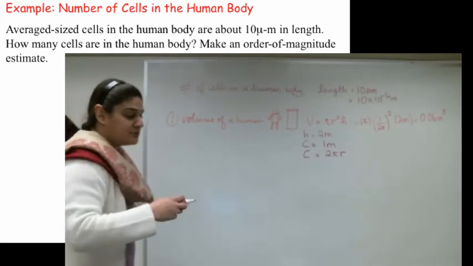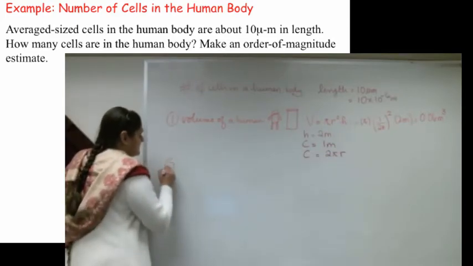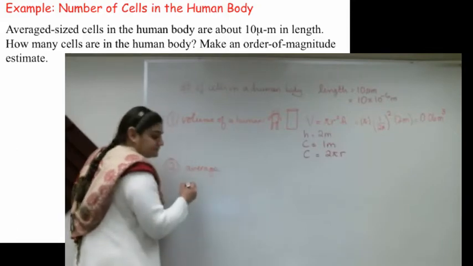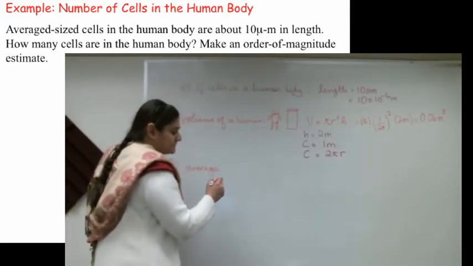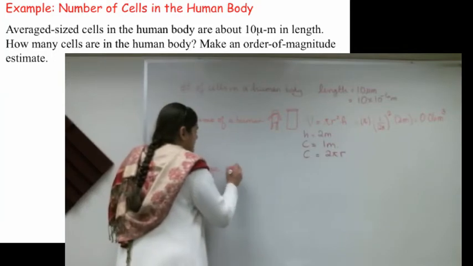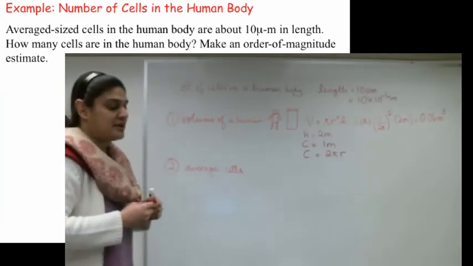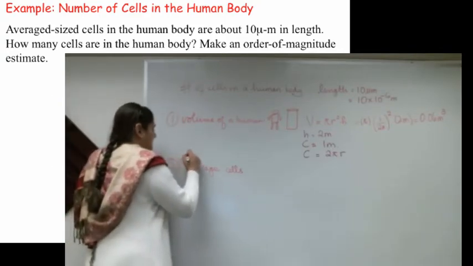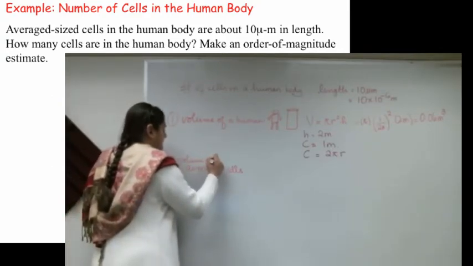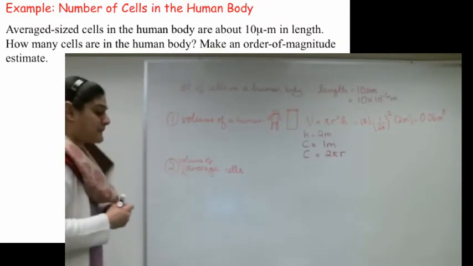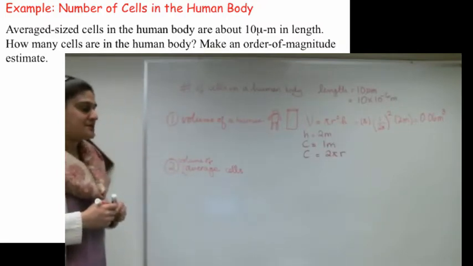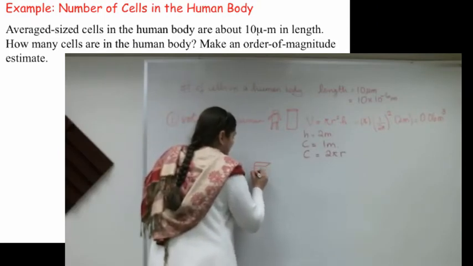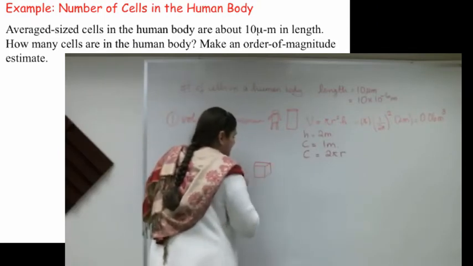Now for step 2, let's estimate the average cells. Like we can calculate the volume of average cells. Okay? We can do it two ways. Let's first start by assuming that our cells are cubes, right?